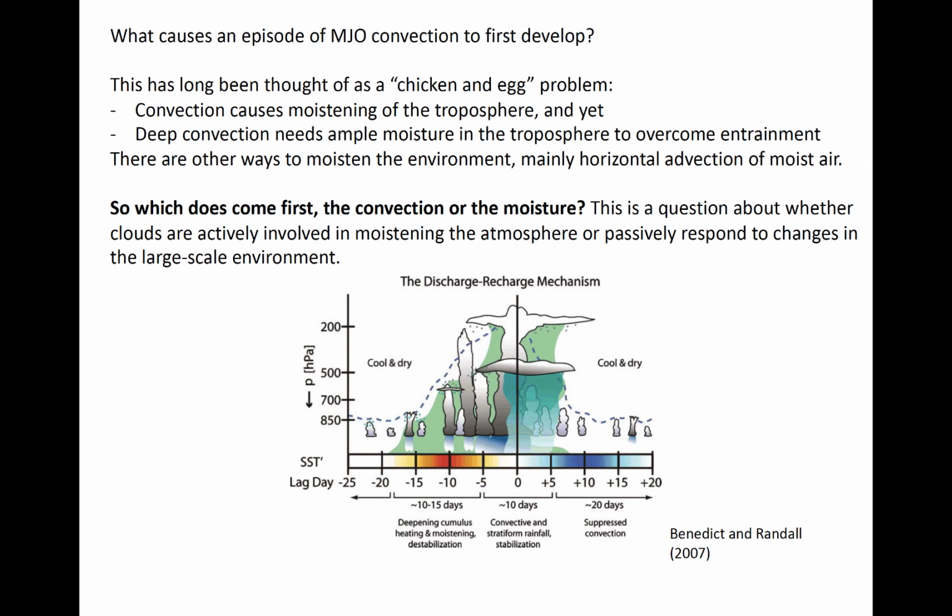One major question involves how the moisture gets into the free troposphere. Does it get horizontally advected there, thus allowing convection to then subsequently develop, or does it get transported by clouds upward, allowing for subsequent clouds to grow deeper and transport moisture to even higher levels?